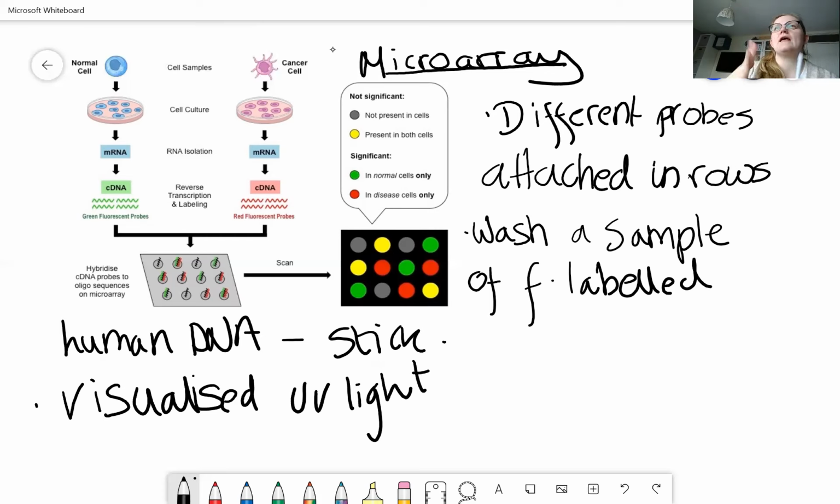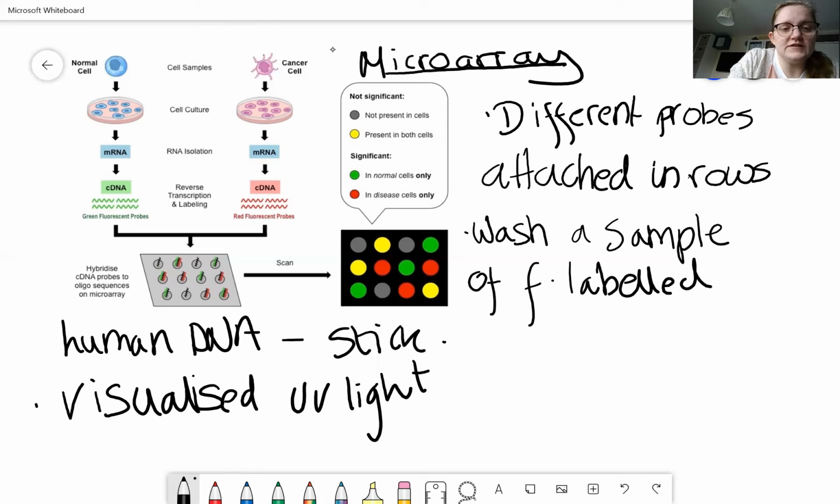So if we're using lots of different DNA probes, we will label them with different fluorescent colors. So as you can see on this one, we've got 3 different colors. We've got gray, which is just not present. There's no fluorescence going. Yellow, which in this example is present in both cells. Green, normal cells only. Red, in disease cells only. So you've got 3 different fluorescence going on, basically.